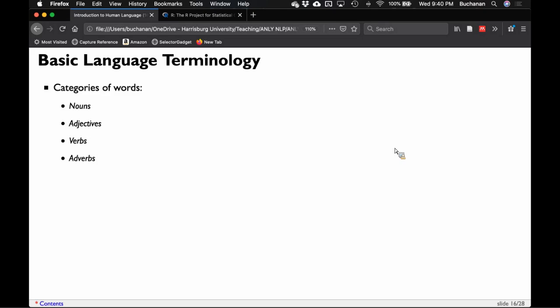Okay, and generally, most people are very interested in these because let's say you're doing a topics analysis or you're trying to predict word choice. These are the ones you're interested in.